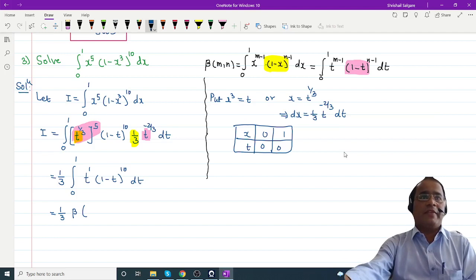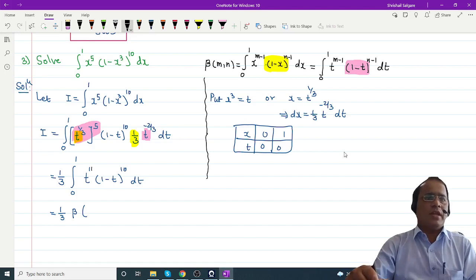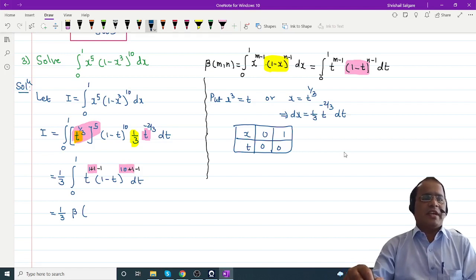Now here you have the definition. We have to adjust it: 1 plus 1 minus 1. If orally it is possible, you can directly do plus 1 minus 1. So it is 2 and 11, and the parameters are 2 and 11. Once you have understood, it is not necessary to write. So this is beta of 2 and 11.